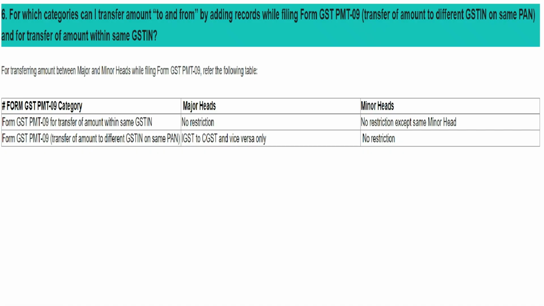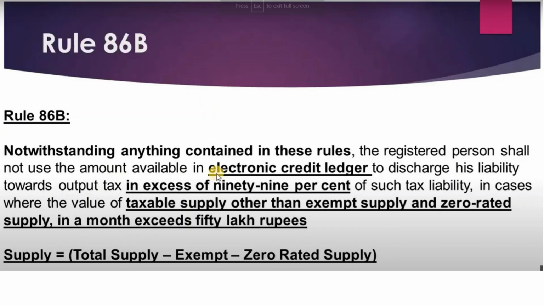This is for the same state. For the category I can transfer to and from by adding this. The amount to be transferred to different GSTN on same PAN. This I've already done here. I've already mentioned. You can go through this.